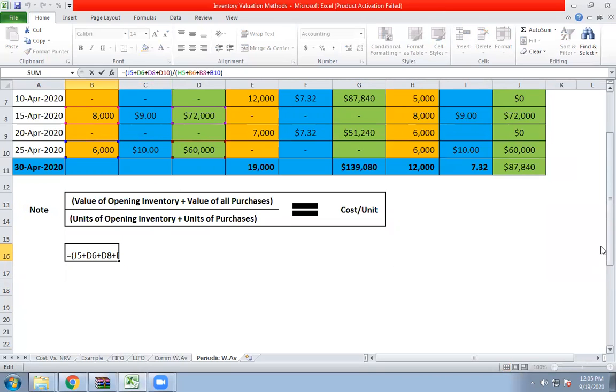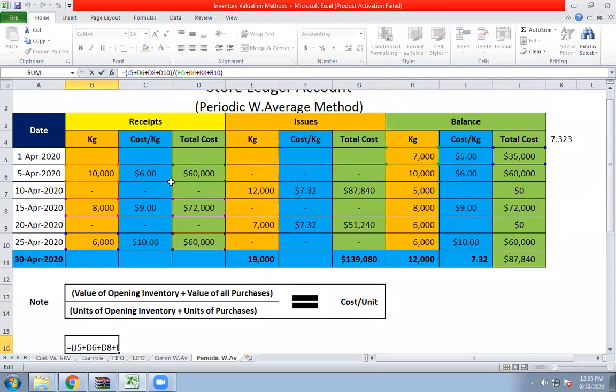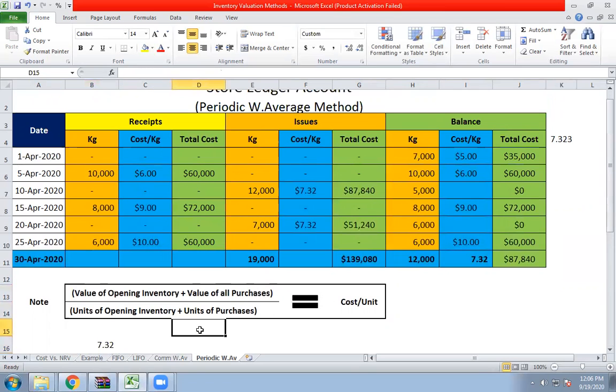You can see in the formula, I have added the opening stock plus all the values of the material. That's 60,000, 72,000, and 60,000. And then I have divided it by 7,000 plus 10,000 plus 8,000 plus 6,000. I will get a value of 7.32. Now I will issue any material, I will value that issue at 7.32. I will also value the remaining 12,000 kg at 7.32.